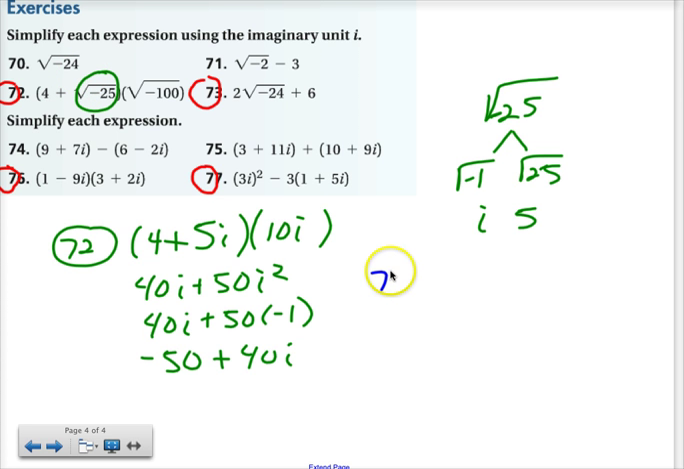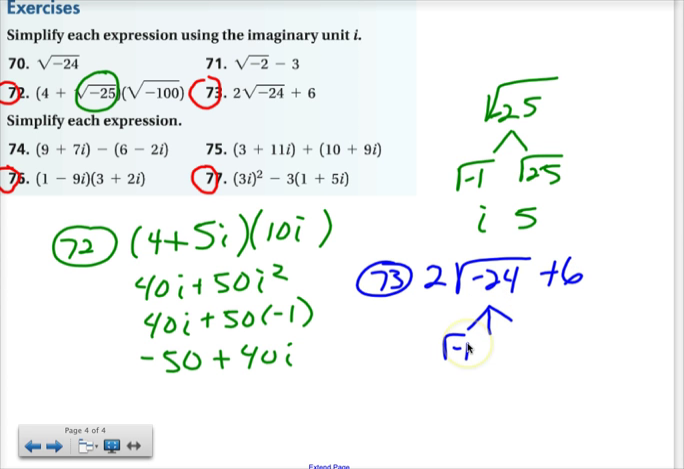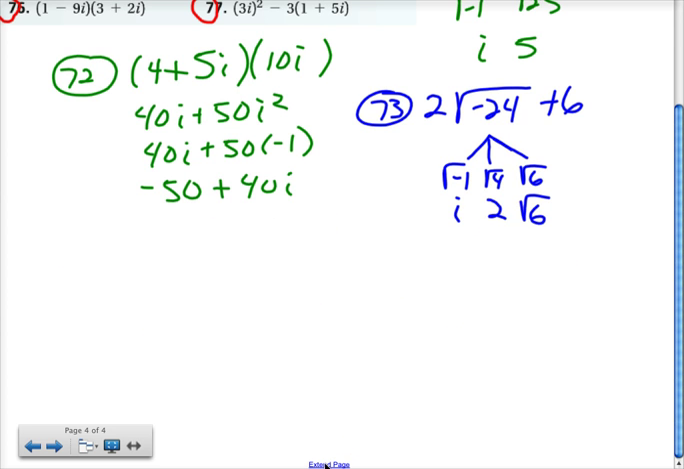Similar in 73 in that we have to simplify this before we go ahead and do any math, so take a peek at it. We've got 2 square root of negative 24 plus 6. So the square root of negative 24, we're going to have the square root of negative 1, and then we need the largest perfect square that will go into 24 evenly. So you do a little bit of checking. It doesn't take you long to realize that that's going to be 4. So this would be i and a 2 and a square root of 6. So that's probably the biggest part of this problem, is just getting that separated.